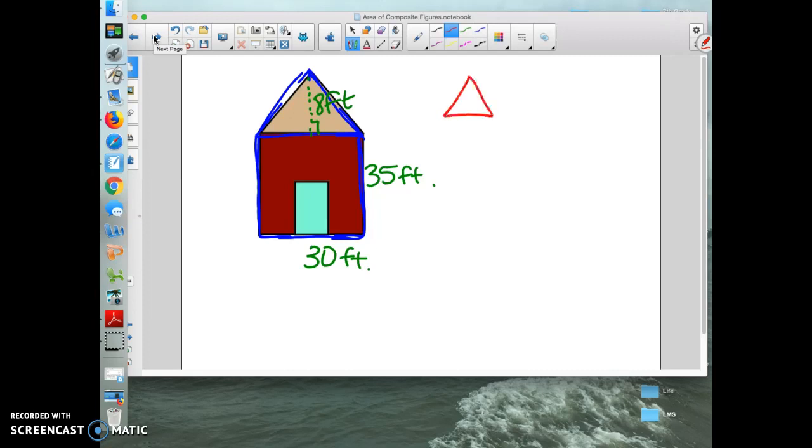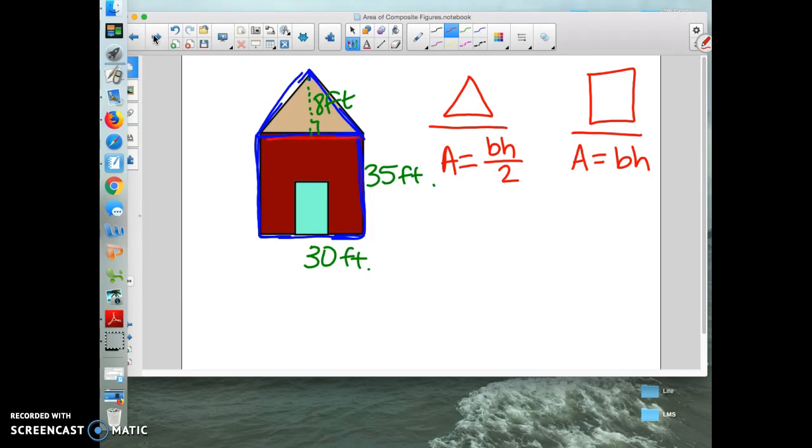We have a triangle and we have a rectangle. What is the area formula of your triangle? It is base times height divided by 2. The area formula of your rectangle is just base times height because rectangles, squares, parallelograms are all the same. So we will plug in our base of our triangle.